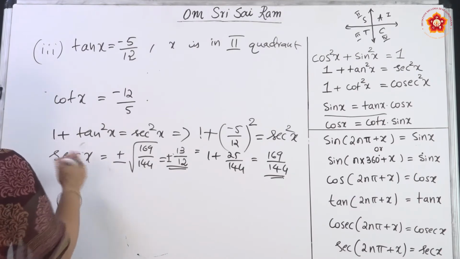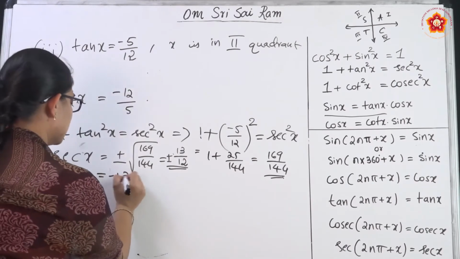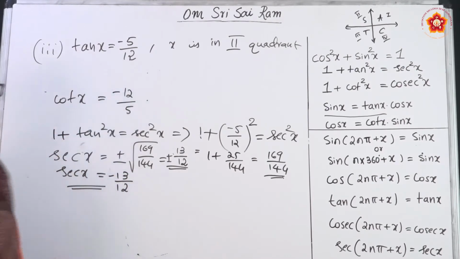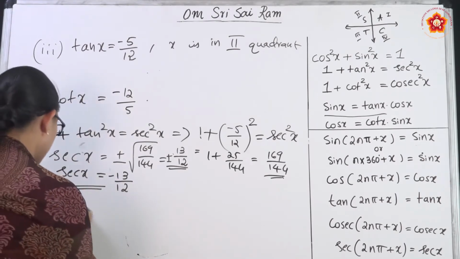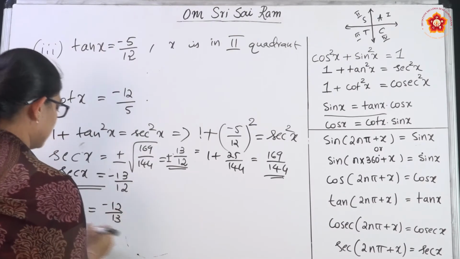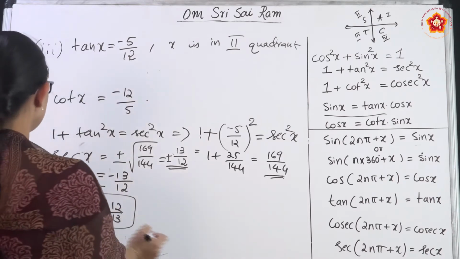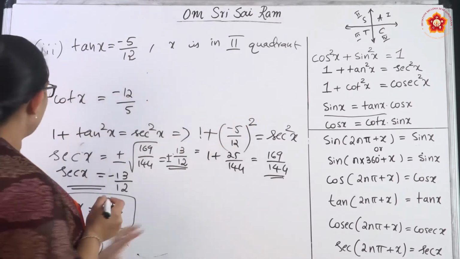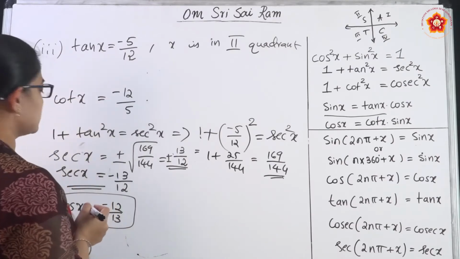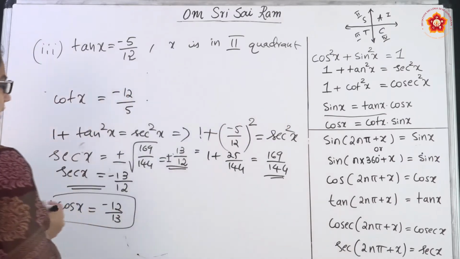So secant x is negative. So we have the value of secant x to be minus 13 by 12. Now secant x is the reciprocal of cos x, therefore we can write cos x is equal to minus 12 by 13, right. Next, we know cos x, therefore we can find the sine value, correct, or else we can use the same formula. We know tan x, we know cos x, then we can find the sin x by using this formula. Sin x is equal to tan x into cos x.